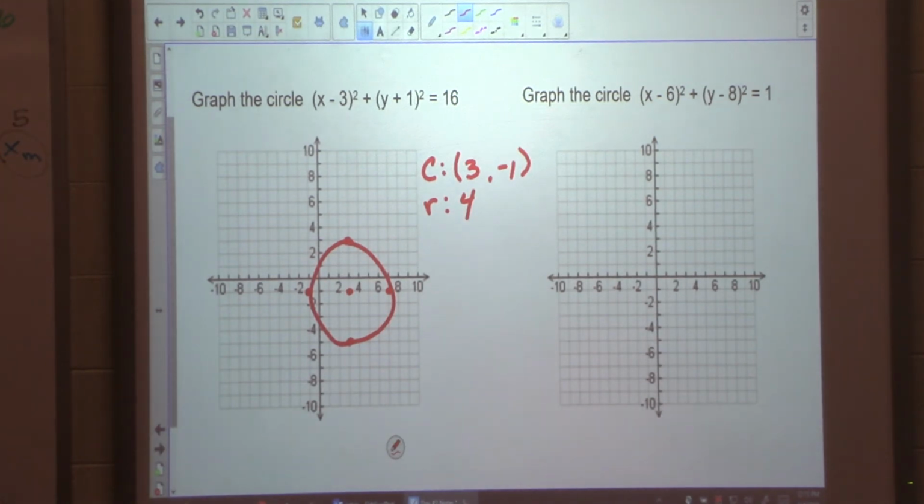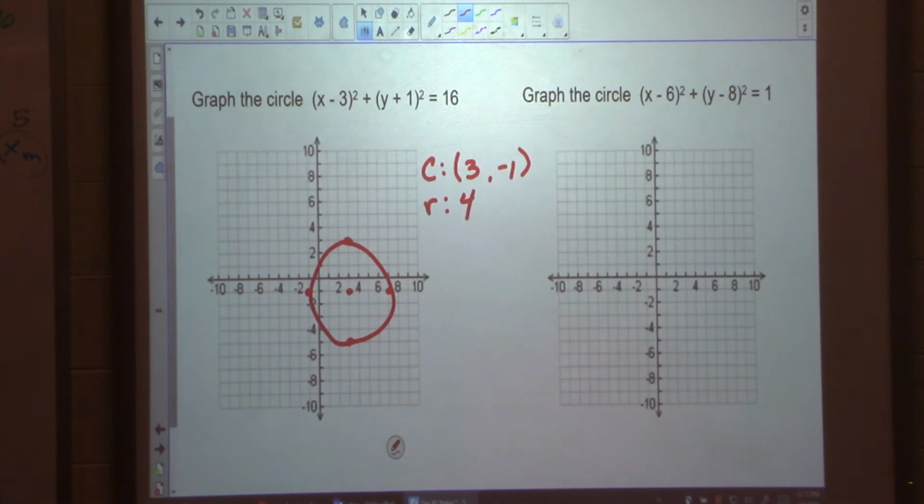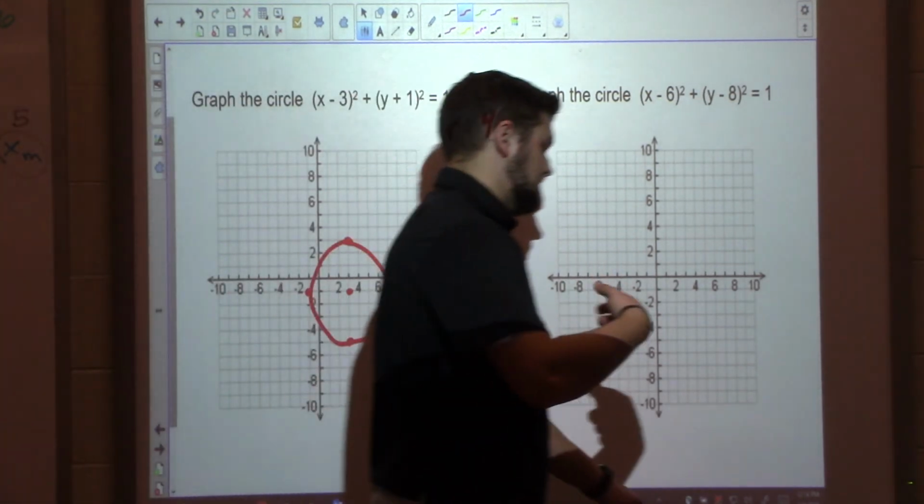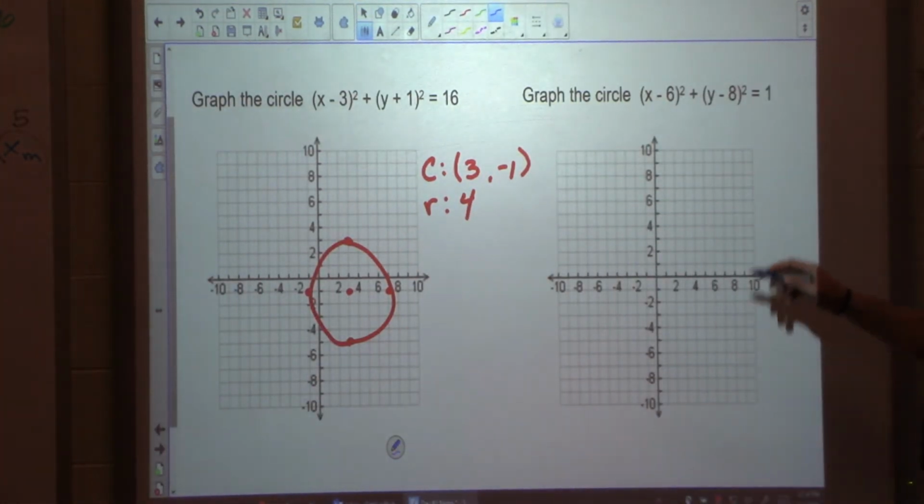Any questions on that? Do you want to try graphing the other one on your own? Okay, go ahead and try graphing the second one on your own. I'll do it up here as you do it in your paper. Compare answers.